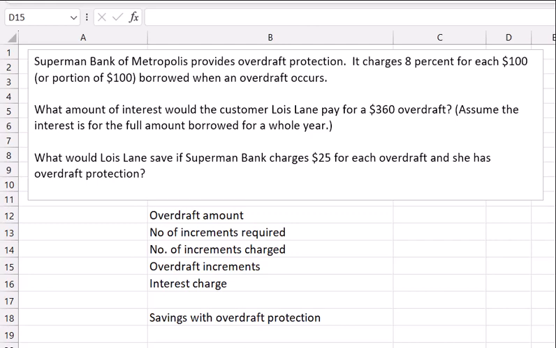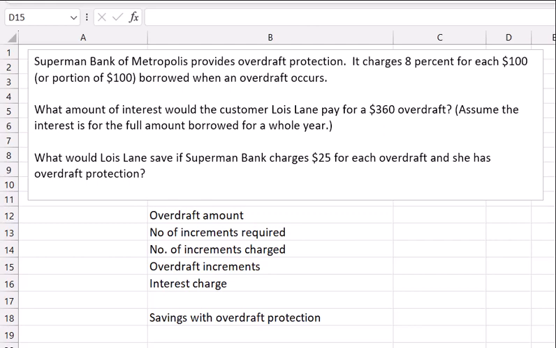Superman Bank of Metropolis provides overdraft protection. It charges 8% for each $100 or portion of $100 borrowed when an overdraft occurs. So the first question asks us, what amount of interest would customer Lois Lane pay for a $360 overdraft? And we are to assume the interest is for the full amount borrowed for a whole year.